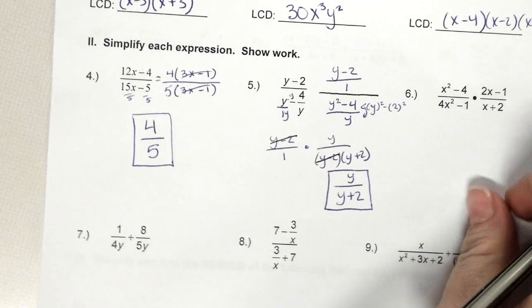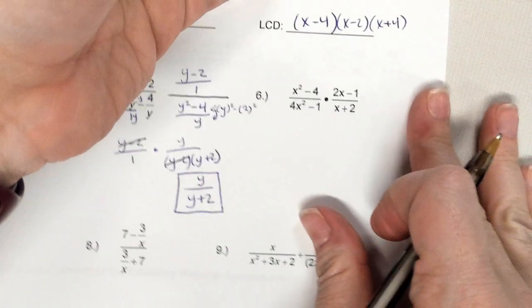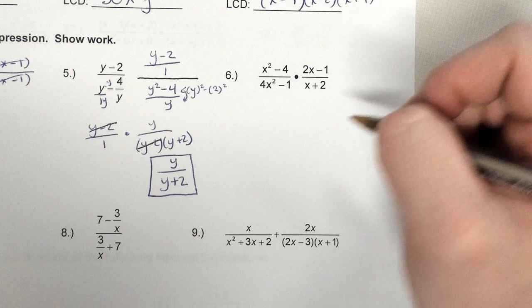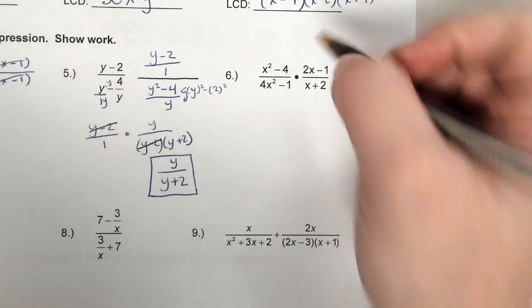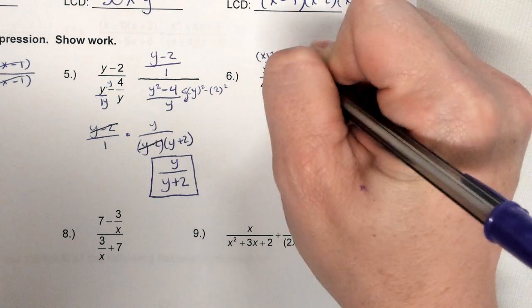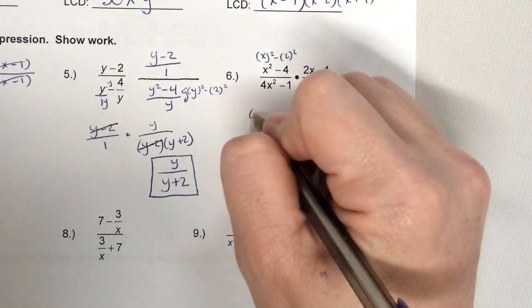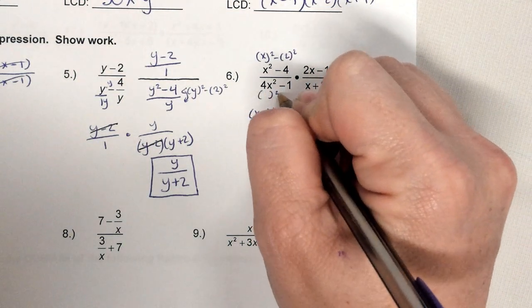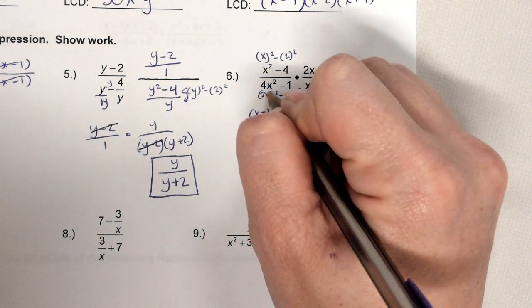Okay, there's number 5. Let's look at number 6. Well, again, we have to factor all the pieces. Here we're multiplying. So we're going to factor all the pieces. This is a perfect square minus a perfect square. This is x and 2. So that becomes x minus 2, x plus 2. This is also a perfect square minus a perfect square. This is 2x and 1.